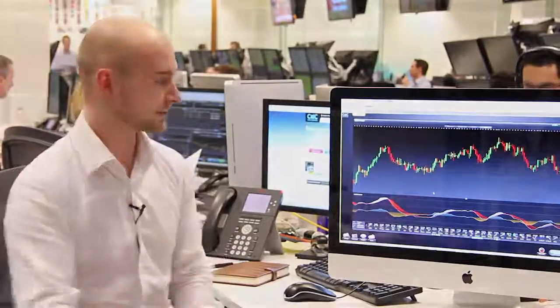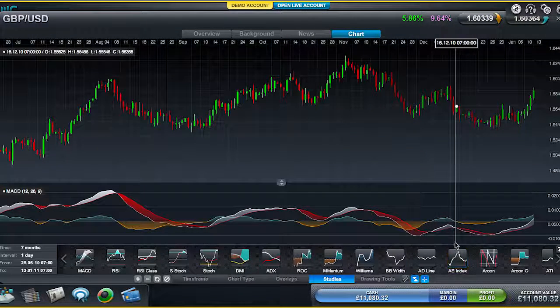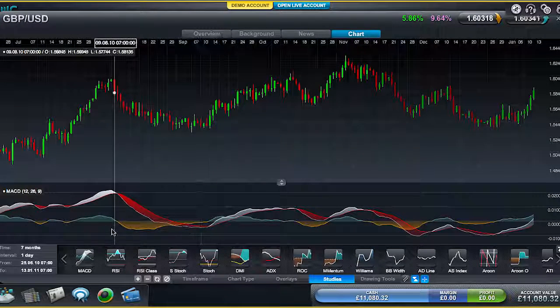And they're very, very useful over a whole variety of different time frames. As we can see here on the actual chart, if I just go ahead and add a cursor on here, when we actually get these crossovers from white to red, that is a selling signal. From red to white, that is a buying signal. And you can see this matches up very, very nicely.